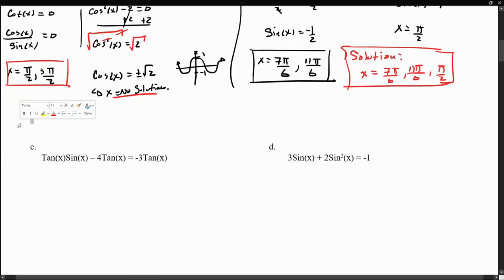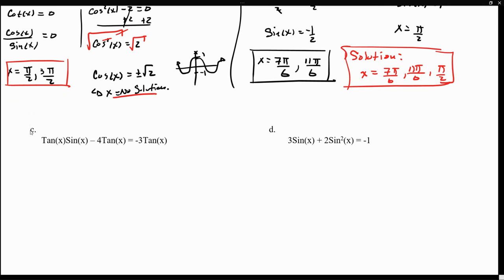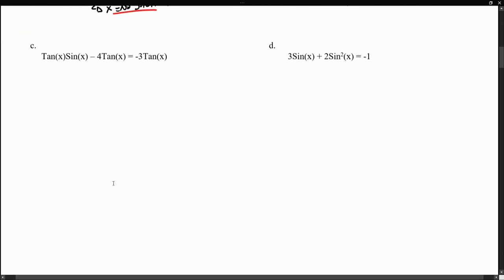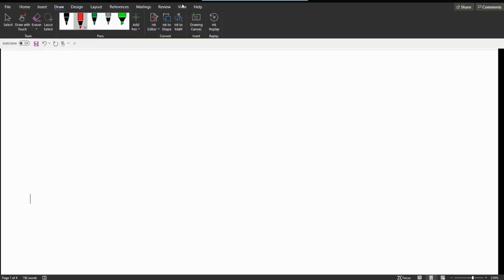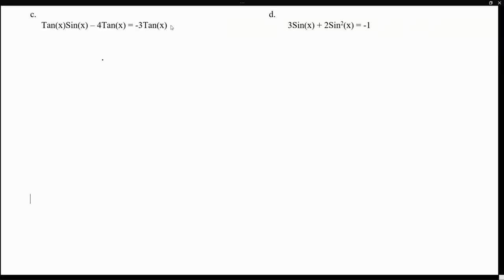Let's take a look at two more problems here real quick. Same idea. The first thing you want to ask yourself is, is my equation equal to 0? Which it is not, so let's make it equal to 0. So let's add a 3 tangent to it, 3 tangent of x, and I'm going to add it underneath the other tangent of x, because I can combine like terms.